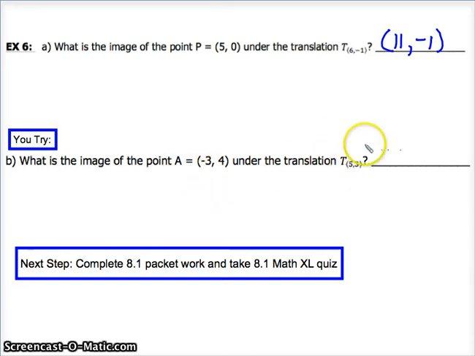Okay, when you look here, I should be adding 5 to the X value, so that gives me 2, and I should be adding 3 to the Y value, that gives me 7.